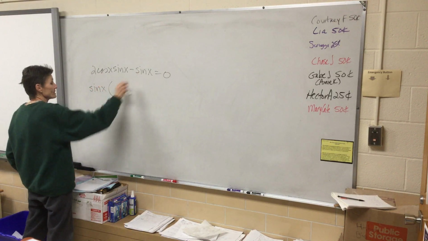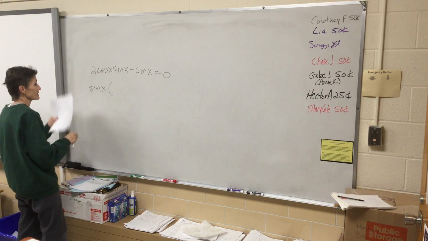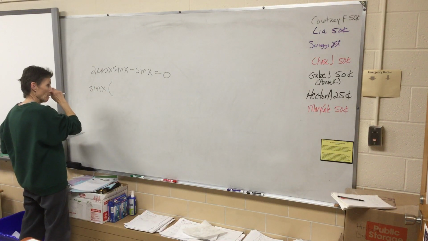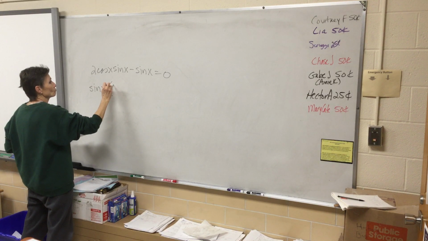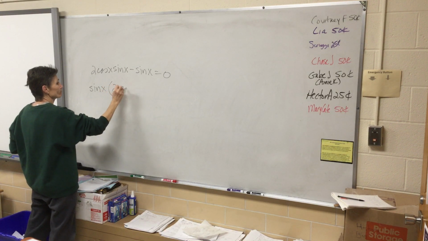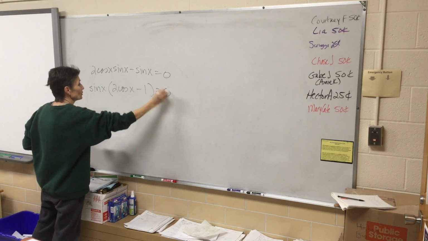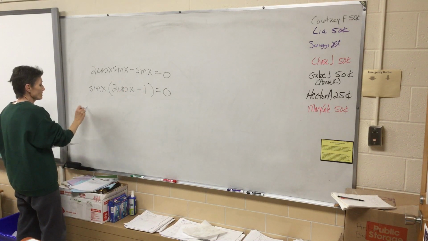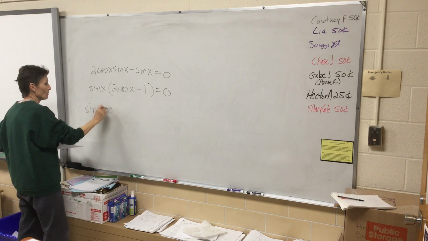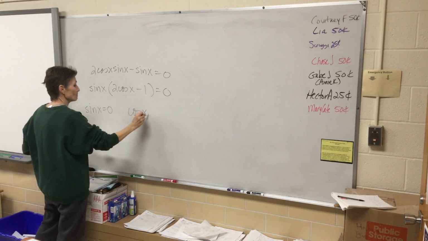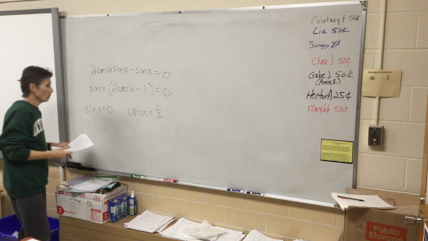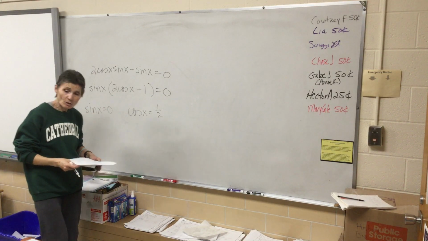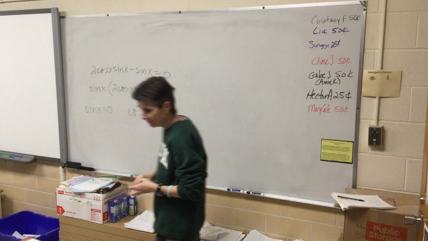So both terms have a sine in them, so we'll pull that sine out. And what will I have left when I pull that sine out? 2 cosine x minus 1. Yep. Don't forget the 1, folks, when you pull that sine out. So now we'll set them both equal to 0, which is what we do every time we factor. And we're going to end up with either sine equaling 0 or cosine equaling 1/2.